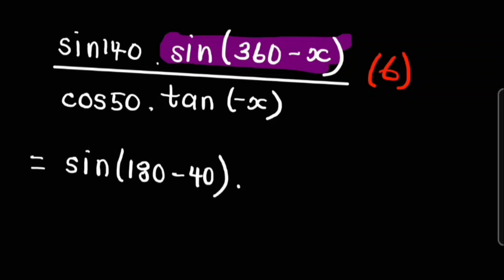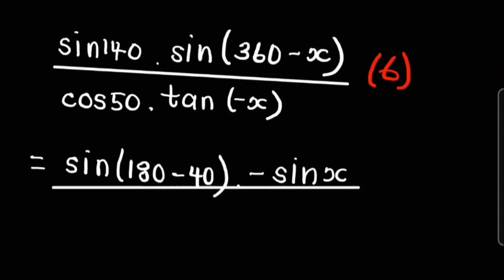Now, next to that, we have sine of 360 minus x, which is a reduction formula. 360 minus x lies in the fourth quadrant where sine is negative. So that becomes negative sine x.